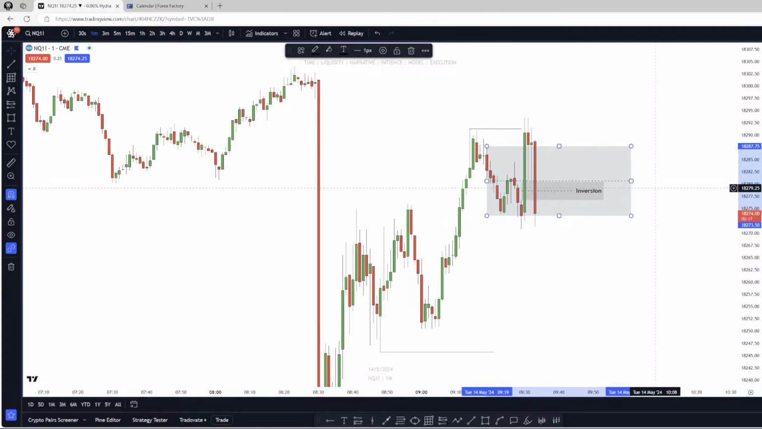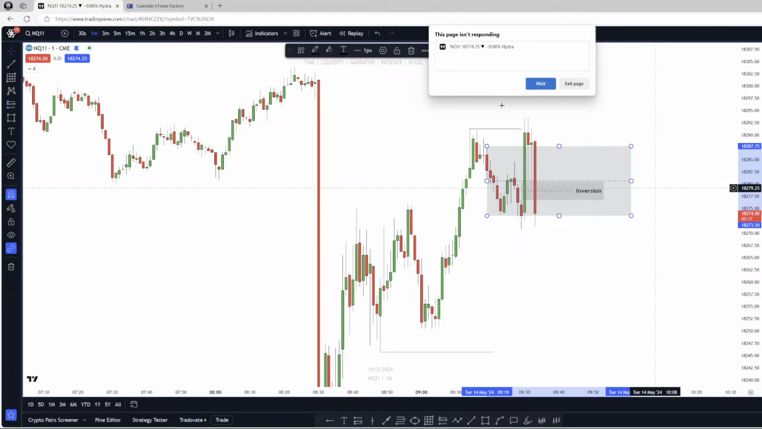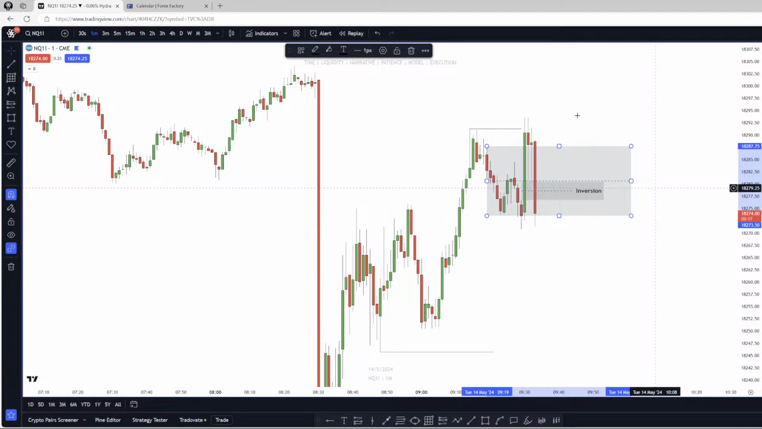Can we go for a short? Putting it. What happened to my computer? What the hell? Do you guys see it? Why is it frozen? What the hell? This page isn't responding. Why is it not responding now? Come on, I want to take entry.